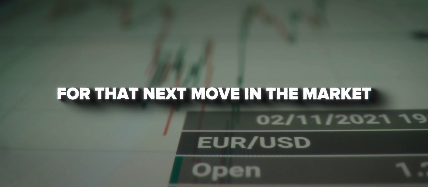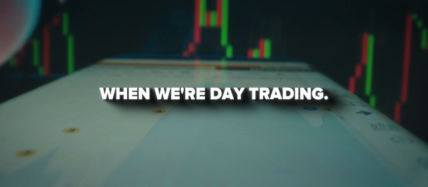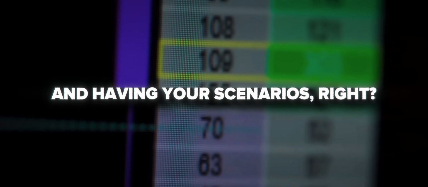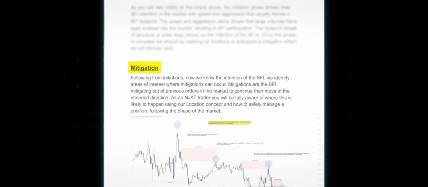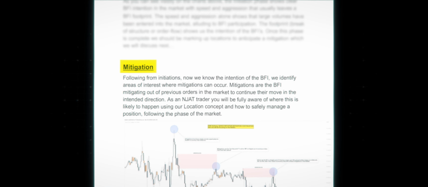So you need to be prepared for that next move in the market and be fluid with the scenarios, because the market can change very quickly when we're day trading. So recognizing that change means reading the candles and having your scenarios right. If the market's looking like it's coming into a point of mitigation, how could price potentially change its intention into a bullish intention from here? Or are we just going to react out of this location, create a range and continue to the downside? And how would that start to look? And what are the best locations that you can look to trade from? And what do you want to see from those locations on the lower time frame for you to trade?